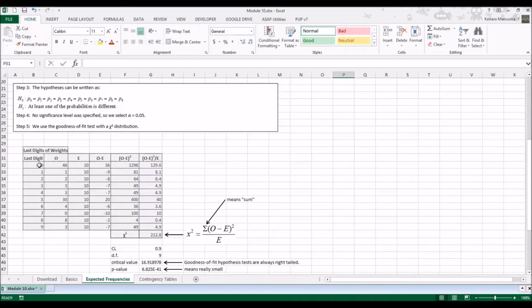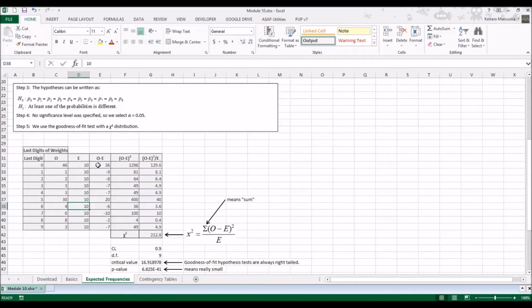There are 10 digits, 0 through 9, and O stands for observed frequencies. We saw that there are 46 zeros, 1 one, 2 of the 2s, all the way down to 3 of the 9s. You'll be given this table when you're studying the problem. Your task is to do these 4 columns here. The expected frequency is easy to tell because in this case there are 100 weights. If they're equally likely, then each digit will have a frequency of 10. That's how I got the 10.